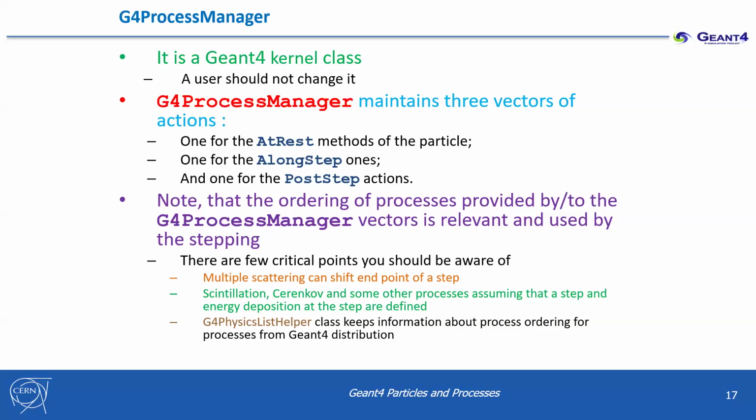Process manager. The process manager should be able to work with all the complications which I described in previous slides. And it has to maintain vectors of actions. These are actions AtRest, AlongStep, PostStep, and the process manager helps the G4 kernel to decide what to do with a given track, how long the current step is, and what should be done at a step.